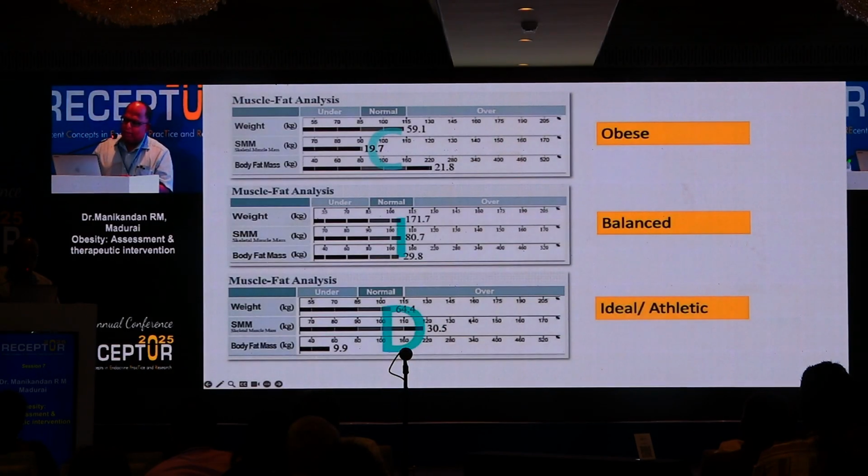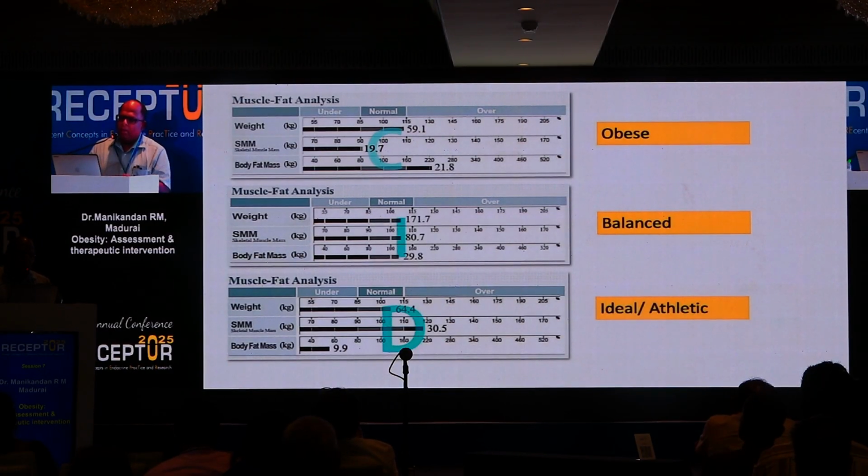Based on this analysis, they classify someone to be obese, balanced, or athletic. So this earlier person had increased weight more than what is recommended, and body fat mass was much higher, whereas the skeletal mass was low. So it's like a C-shaped curve. This is obesity. And when someone has a balanced mass with normal weight and similar skeletal muscle mass and body fat, it's a balanced body composition. The ideal or athletic one is where the muscle mass is much greater than the fat mass. So this bioimpedance methodology is helping us look into this in detail.